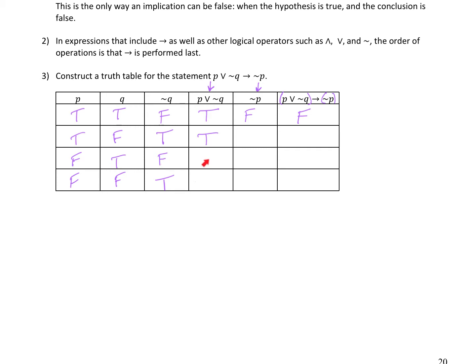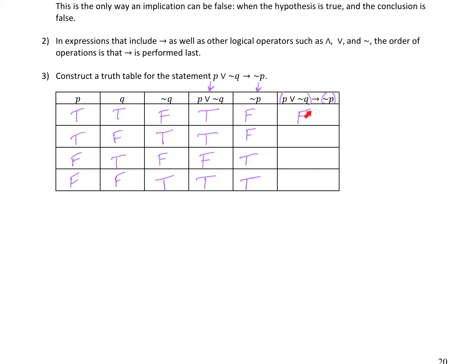False, false, that should be false, right? You need at least one true to get a true. So this is a false. And then false, true, so true. Not P is going to be just the opposite truth values from the P column. So false, true, true. And then for the implication, I'm looking to get a false.